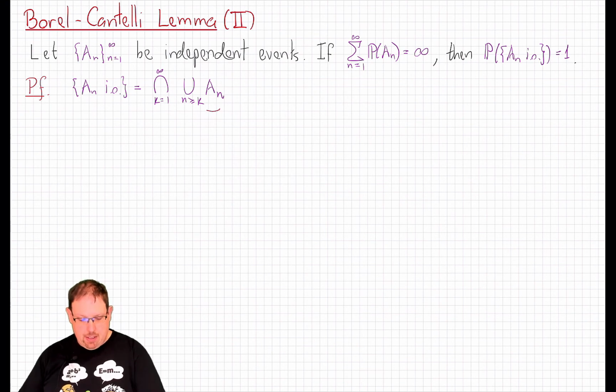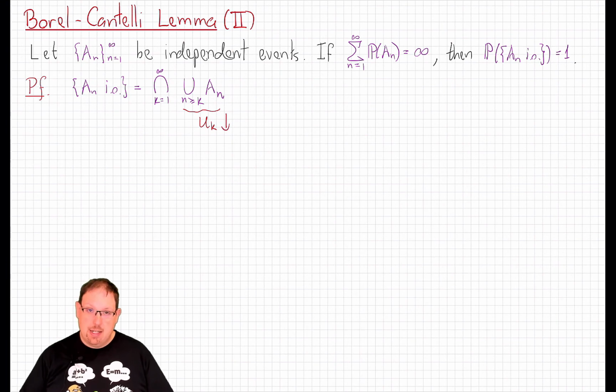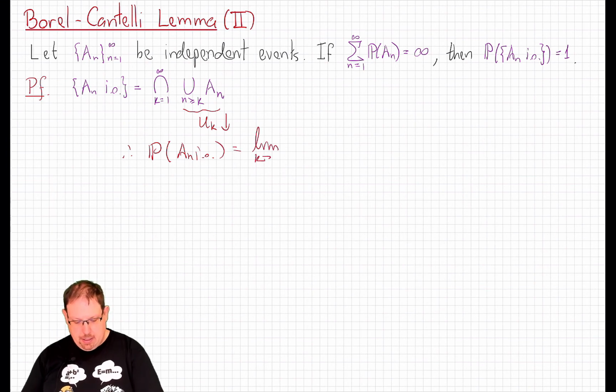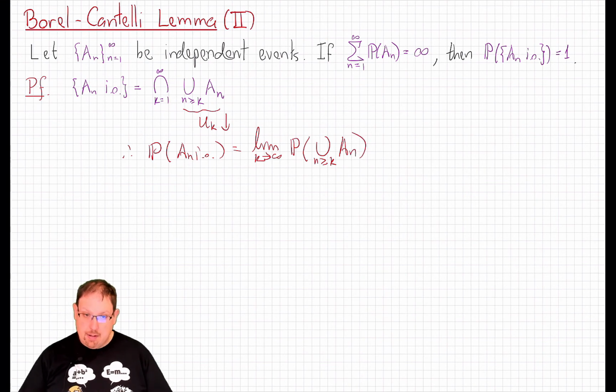Now, note that this union here, which I'll call U_k, is a decreasing sequence. As k increases, this is a union of fewer and fewer sets, and so it is a decreasing sequence of sets, and therefore, by the continuity of measures, the probability of this set, which is the set where A_n occurs infinitely often, is the limit, as k goes to infinity, of the probability of that U_k, the probability of the union over n bigger than or equal to k of A_n.